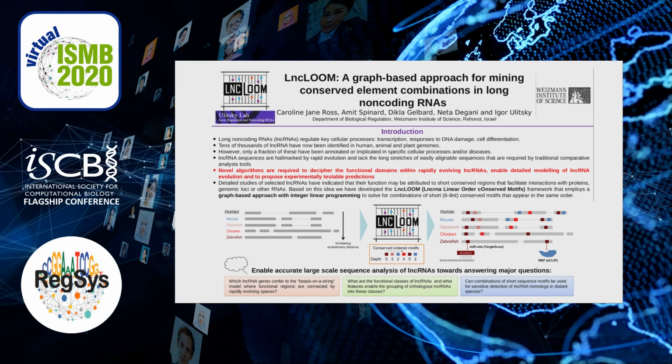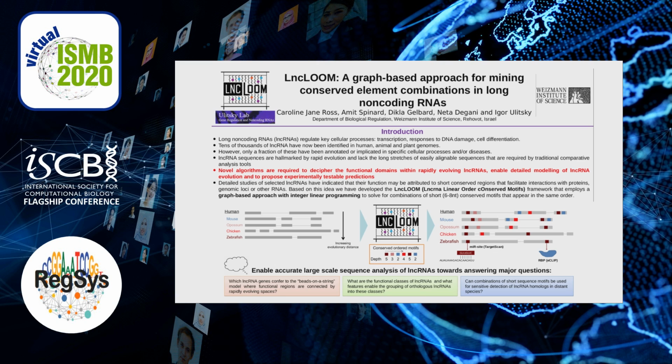The major challenge is that lincRNAs evolve very rapidly, such that their sequences do not contain stretches that have significant similarity, and this makes it very difficult to use traditional comparative tools to predict their function or to classify different lincRNAs. So what is needed is a new approach that can detect highly conserved elements within these rapidly evolving sequences.